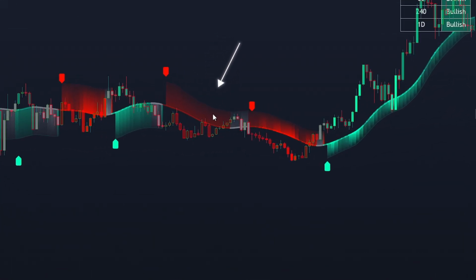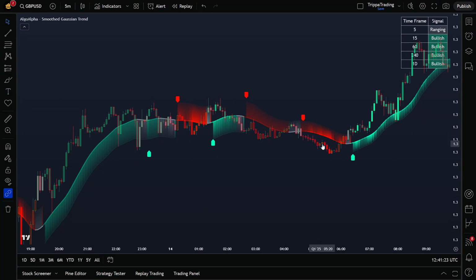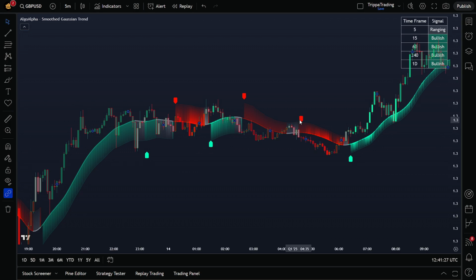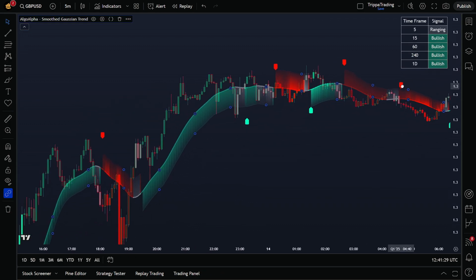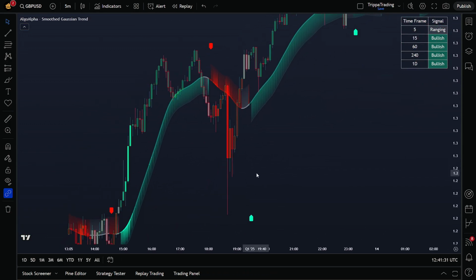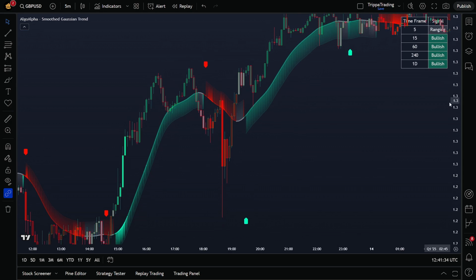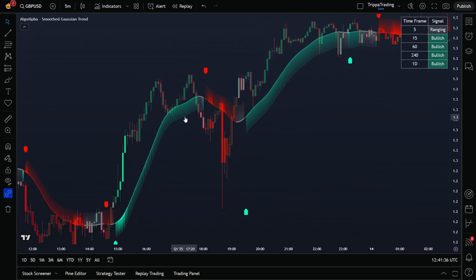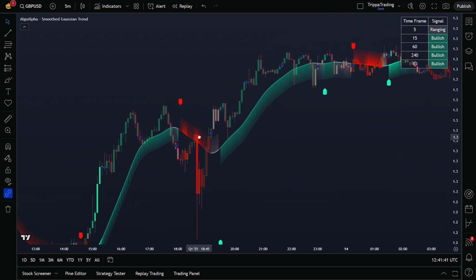Within an active trend in the market, the indicator also prints mid-trend signals like these. These appear when the price pulls back to touch the Gaussian band. A green signal suggests a buy opportunity within an uptrend, while a red signal suggests a sell opportunity within a downtrend. These signals are particularly useful for trend continuation trades, as they highlight pullbacks where the price is likely to resume in the direction of the prevailing trend.